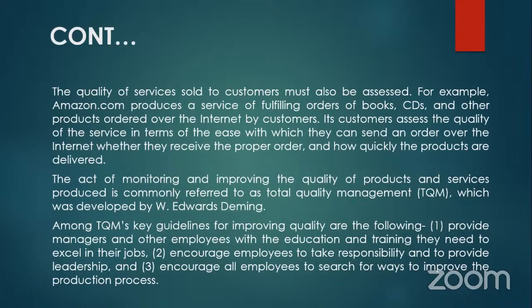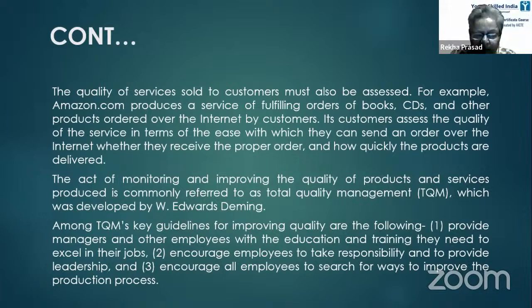Among TQM's key guidelines for improving quality are the following. One, provide managers and other employees with the education and training they need to excel in their jobs. Second, encourage employees to take responsibility and provide leadership. Third, encourage all employees to search for ways to improve the production process. So these are the three ways by which total quality management is done.